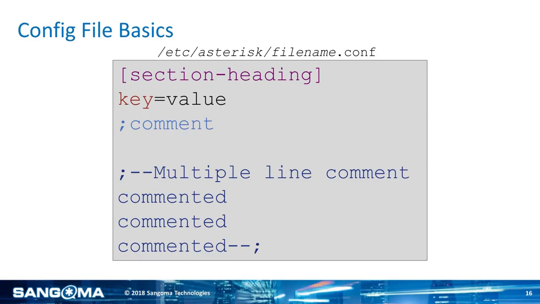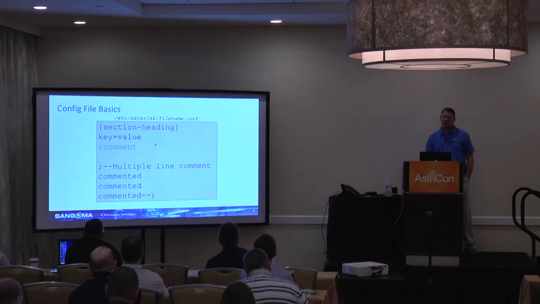So the configuration file basics: most of them have key value pairs. They'll have a heading section, and underneath that will be a bunch of key value pairs. You can have comments in the config files. Semicolon is the start of a line comment. You can do a multi-line comment using semicolon dash dash and ending it with dash dash semicolon.